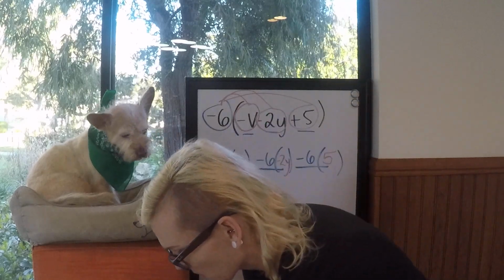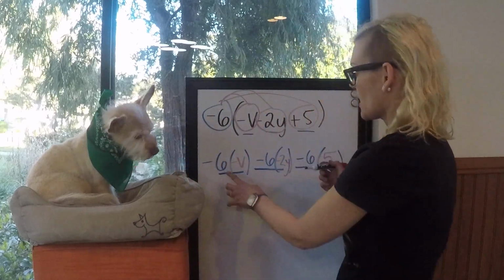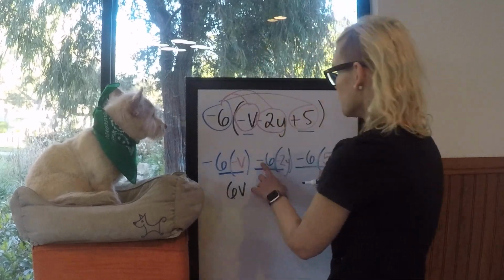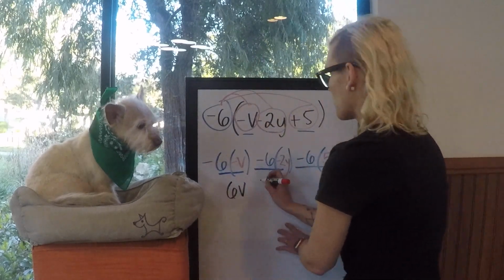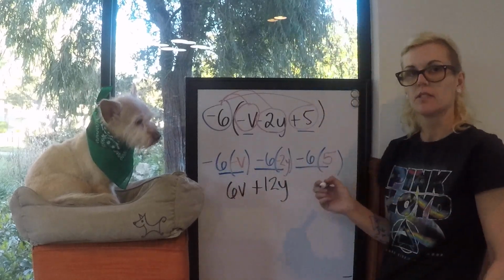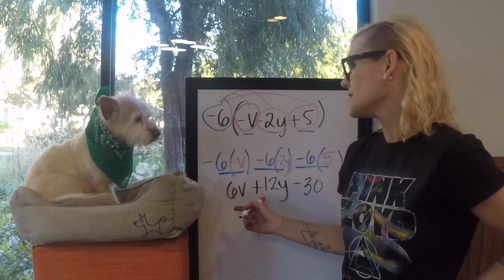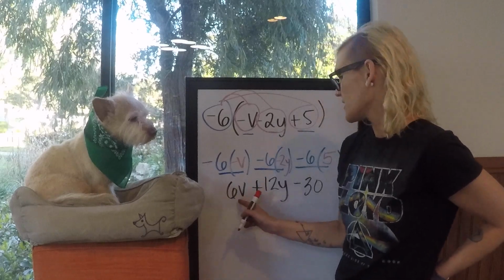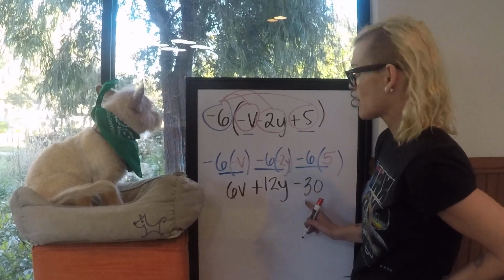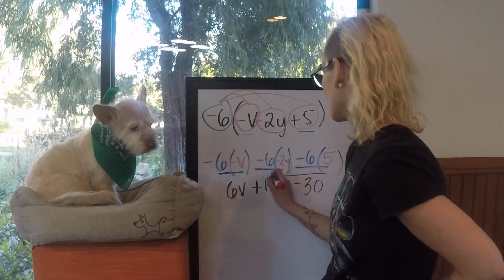Okay, so now I'm going to multiply each of those pairs. Negative times a negative gives me a positive 6v. Negative times a negative gives me a positive 12y. A negative times a positive gives me a negative. Okay? The last thing I want to do is see if there's any like terms. I see a v, a y, and a number. V's are not the same as y's, they're not the same as numbers, there's no like terms, so that's my final answer.